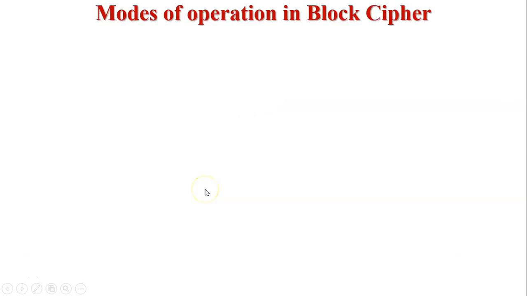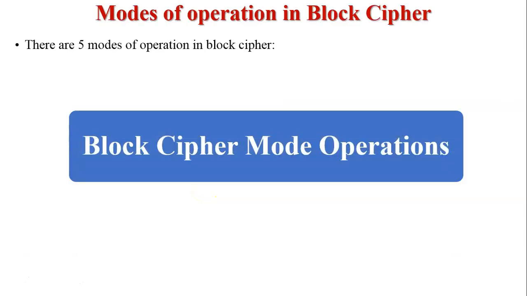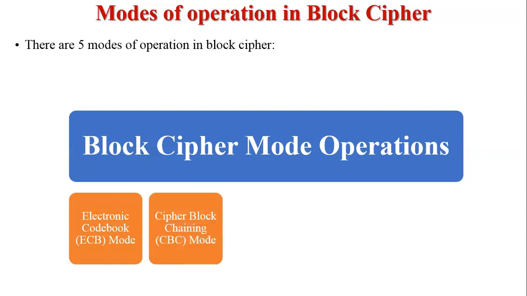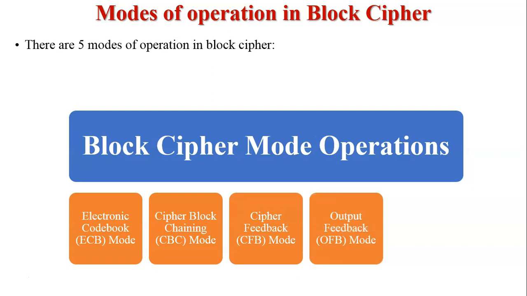topic of network security. There are 5 modes of operation in block cipher. First one, electronic codebook mode. Second one, cipher block chaining mode. Third one, cipher feedback mode. Fourth one, output feedback mode. And fifth one, counter mode. So in today's video, we are going to discuss cipher block chaining mode, CBC mode.